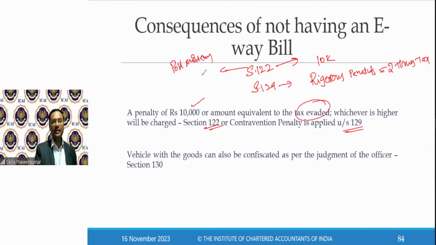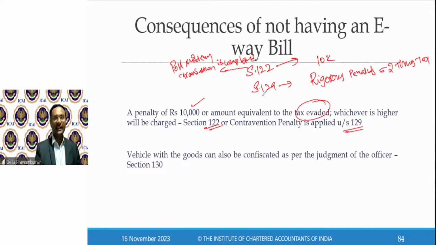That is, the transaction is already over. The transaction is completed, like the seller has sold the goods to the buyer. After 1 year or 6 months, when the audit is being conducted, the officer asks, please give me the e-way bill. Sir, I forgot. If you forgot, penalty under 122 can be levied.